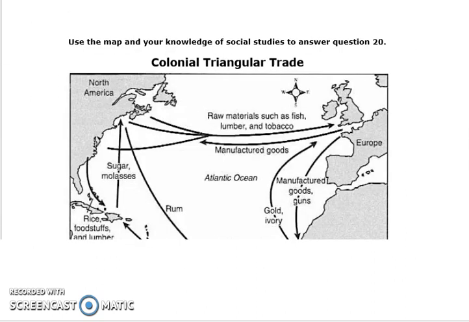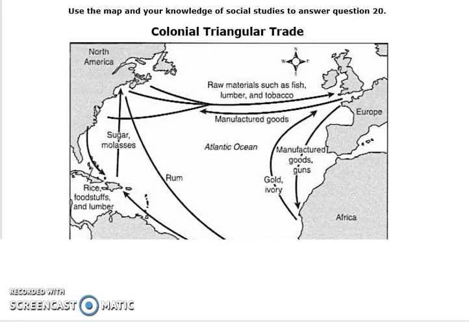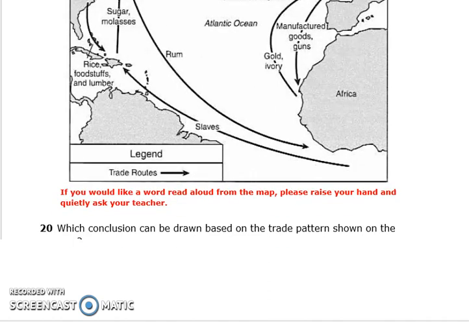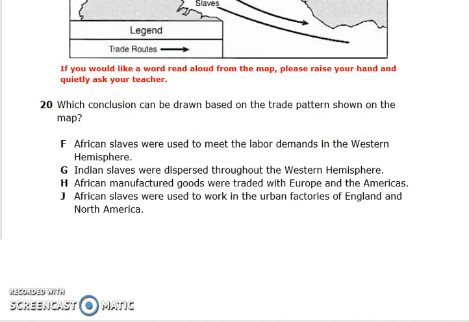Use the map below to answer question 20, colonial triangular trade. Number 20. Which conclusion can be drawn based on the trade pattern shown on the map? F. African slaves were used to meet the labor demands in the Western Hemisphere. G. Indian slaves were dispersed throughout the Western Hemisphere. H. African manufactured goods were traded with Europe and the Americas. J. African slaves were used to work in the urban factories of England and North America.